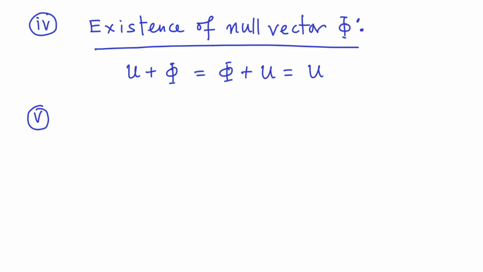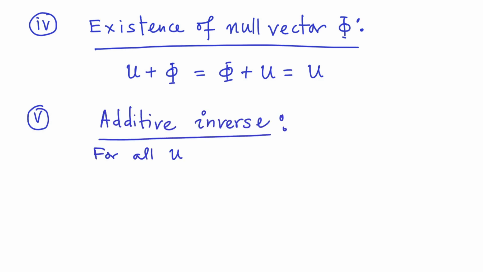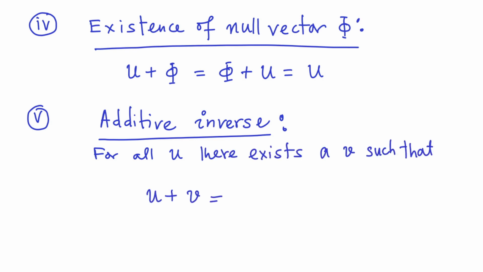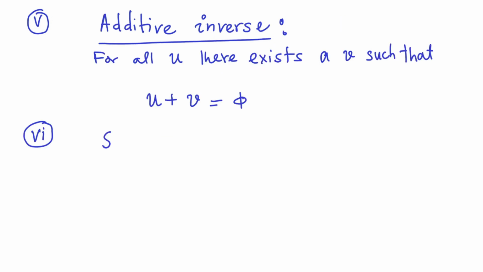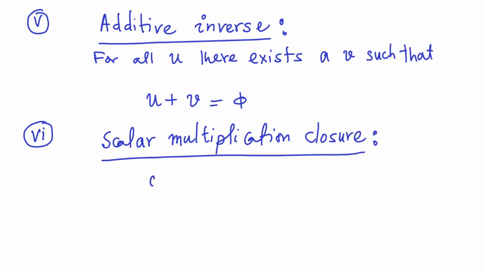The fifth property is known as the additive inverse. For all vectors u, there exists a vector v such that if you add u to v, the resultant vector is a null vector. The sixth property is known as the closure of scalar multiplication. That is, if you have a vector u in the set capital V, then if you multiply the vector u by a scalar number a which belongs to either real numbers or complex numbers, then the resultant vector is also a vector that belongs to the same set V.